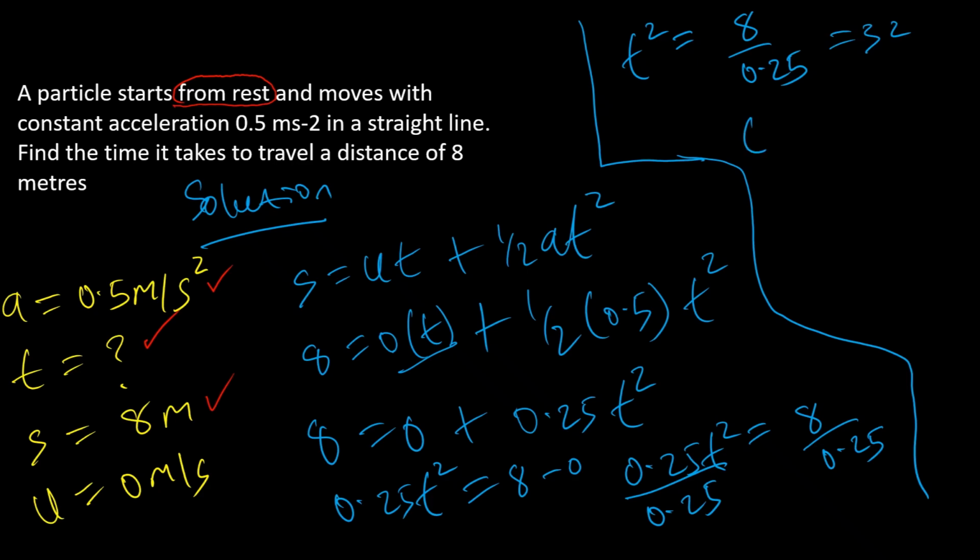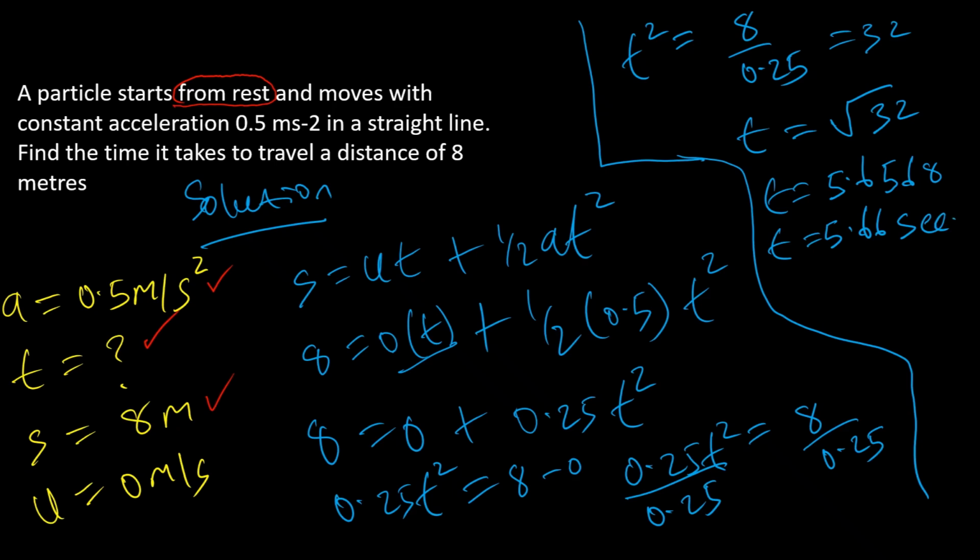So therefore t will be equal to square root of 32. Alright, so square root of 32 will give us 5.6568. So let's leave our answer in 3 significant figures. That will give us 5.66 seconds. I hope that's clear.